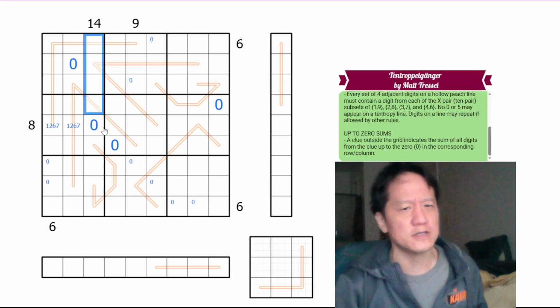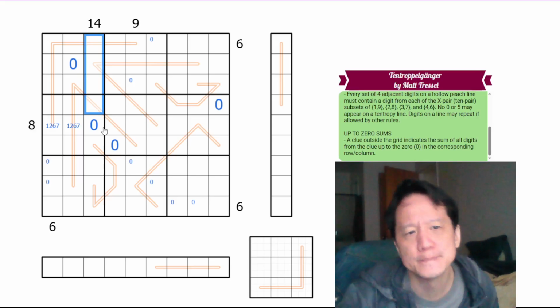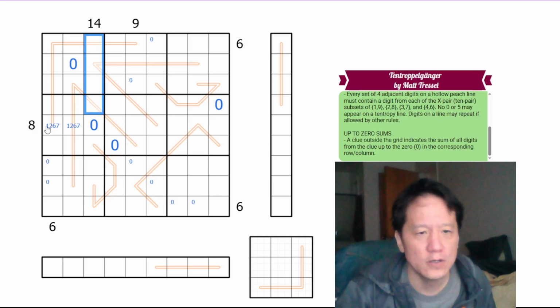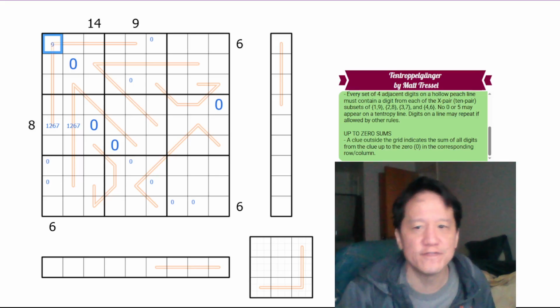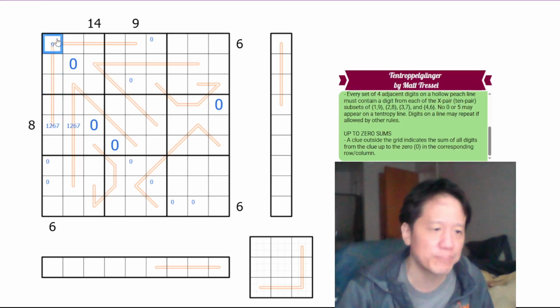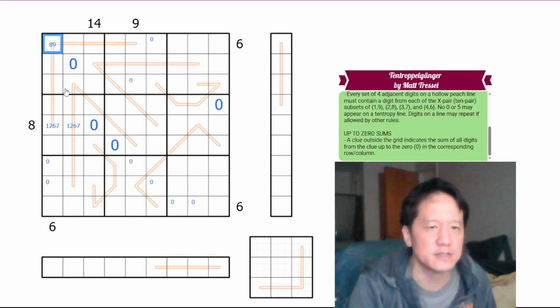So I think you're guaranteed a 1 there, right? So if this is 1, this would have to be 9 here, because every 4th digit has to be part of the same set on a Tentroppel line. So 1, 2, 3, this is the 1, so 1 away, 2 away, 3 away, that's the 4th digit away. So if this is 1, this is 9, if this is 2, that's 8.